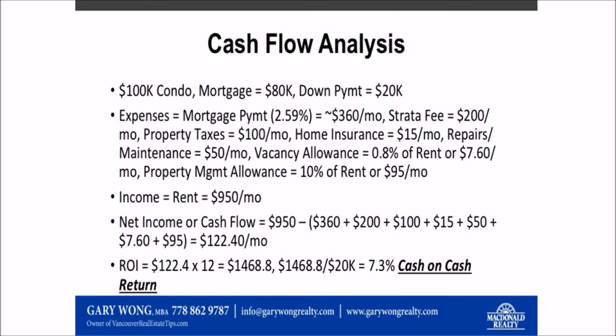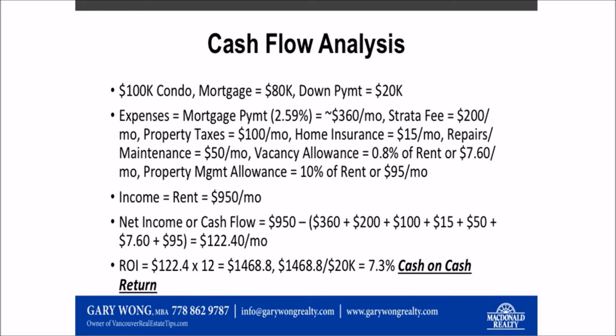So you want to calculate cash flow. Your net income equals your income minus your expenses. So your income is $950 minus your expenses, $360 plus $200 plus $100 plus $15 plus $50 plus $7.60 plus $95 equals $122.40 per month. Is that a good number or a bad number?